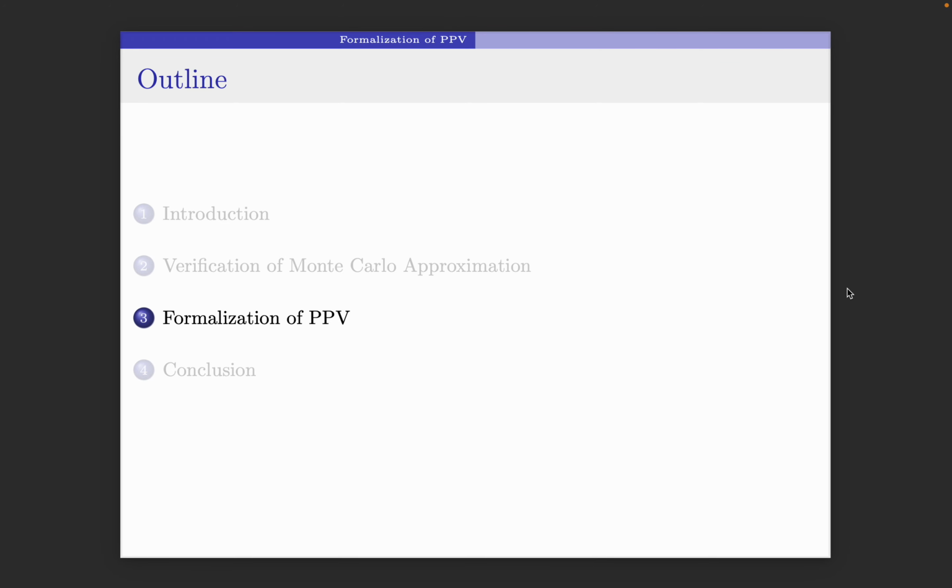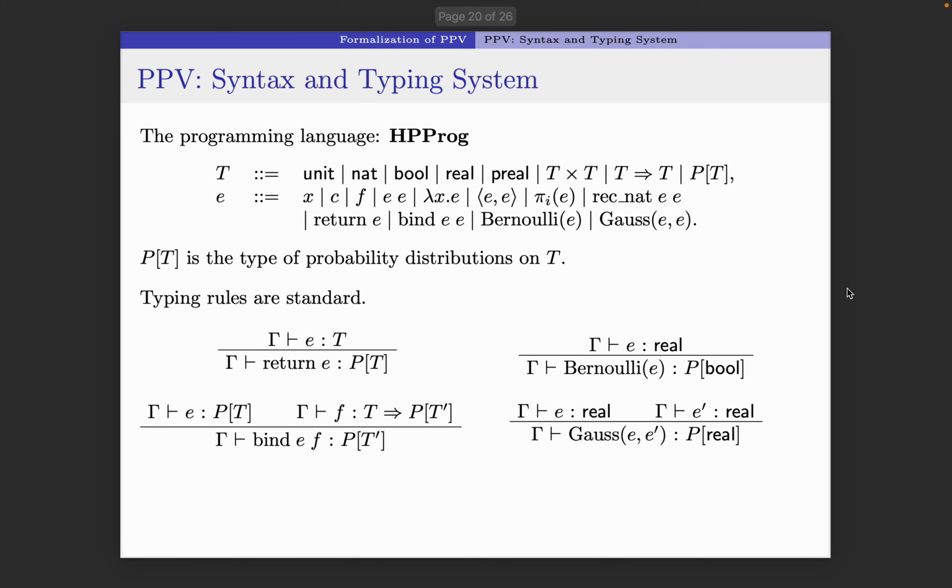Let's move on to the next topic, formalization of PPV. The programming language of PPV is called HP-proc. Its type has the type of probability distribution, and its term has the Bernoulli distribution, the Gauss distribution, and the monad operators return and bind. Typing rules are standard.